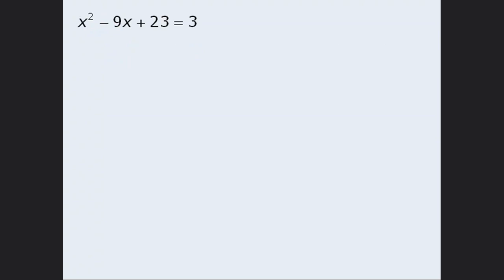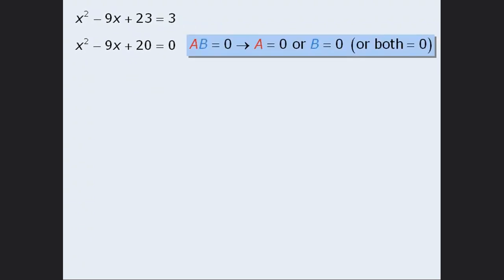Well, to begin, if we first subtract 3 from both sides of this equation, we get a new equation set equal to 0. And we happen to know that if the product of two values is equal to 0, we know a lot about those values. But how does that help us if we don't have a product here? Well, in an earlier lesson, we learned how to factor these types of quadratic polynomials. This particular expression can be factored to be x minus 4 times x minus 5.